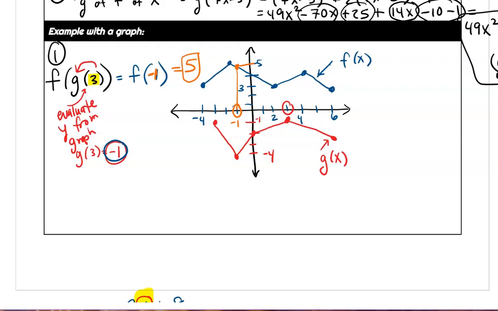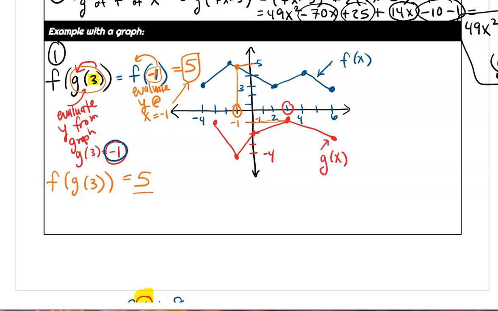So then that would mean that f of g of 3 is 5, because when I evaluated g of 3, which was over here, I got negative 1. Well, that y value of negative 1 became my input for f. I took the result of g of 3, -1, and then plug that into f. So what I did was I evaluated the y coordinate on the f of x graph when x was -1, and I got 5. So f of g of 3 is 5.